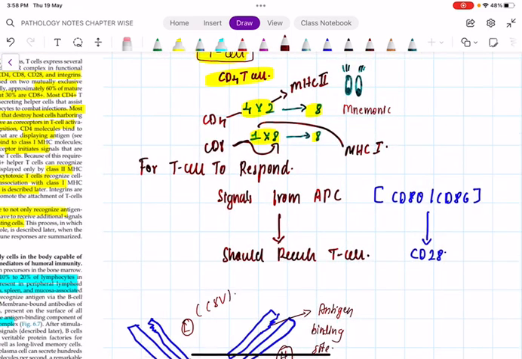See, for T cells to respond, they are head-weighted people. Yes, some ego problems T cell receptors have. So what will they say? No, I have bound, he should also send me signals in return. Then only I will start the reaction. Yes. So after this T cell receptor binding with APC and MHC takes place, the APCs will send some signals.